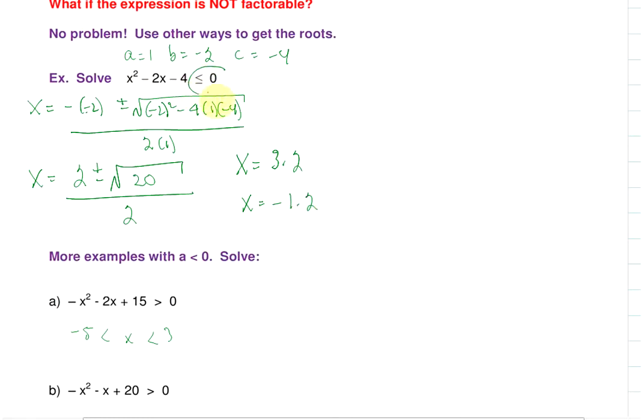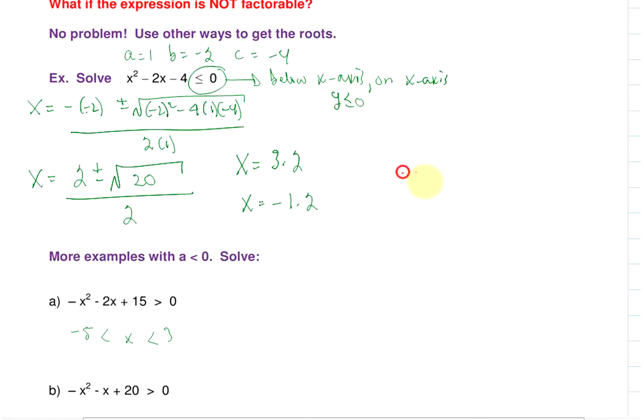Okay, so we've got less than or equal to 0. All right, that means below the x-axis and on the x-axis, where y is less than or equal to 0.